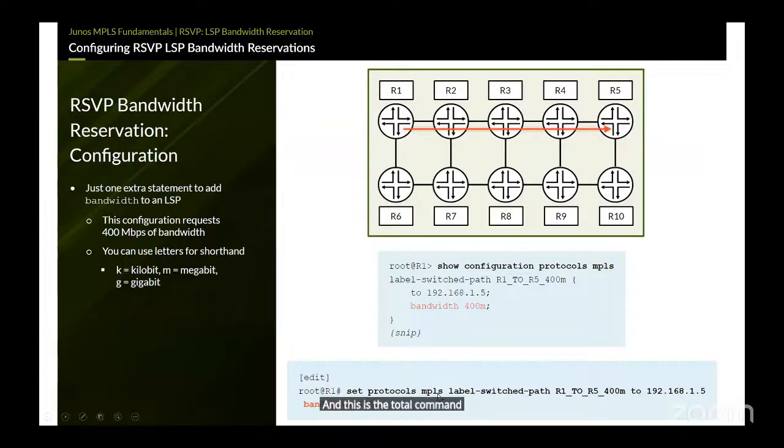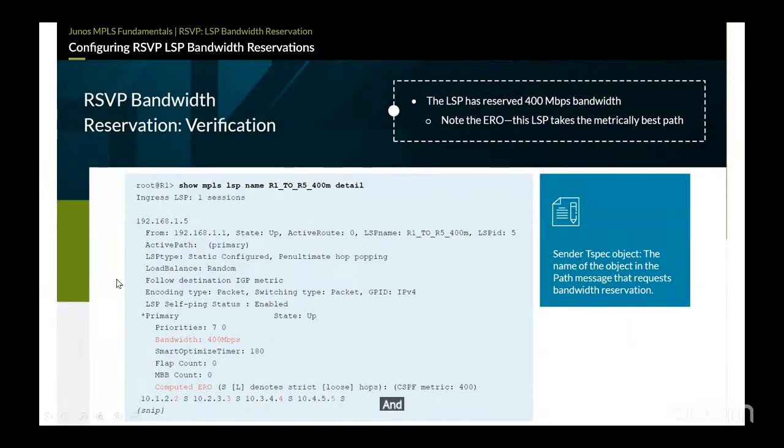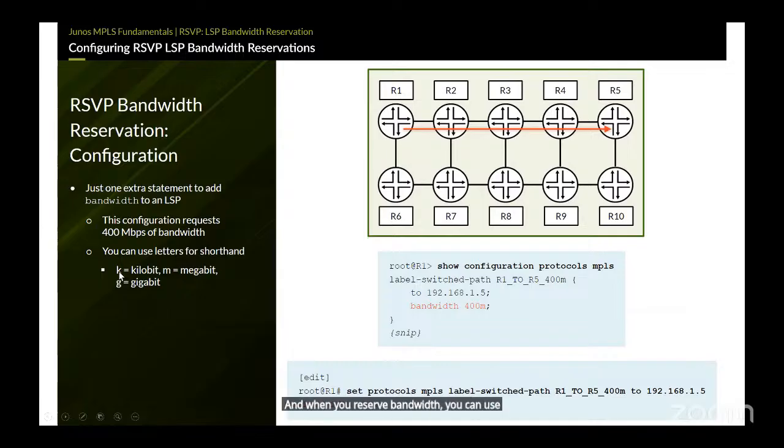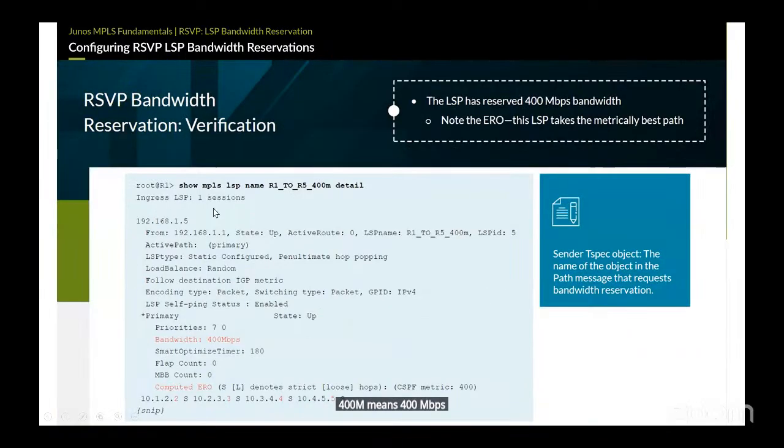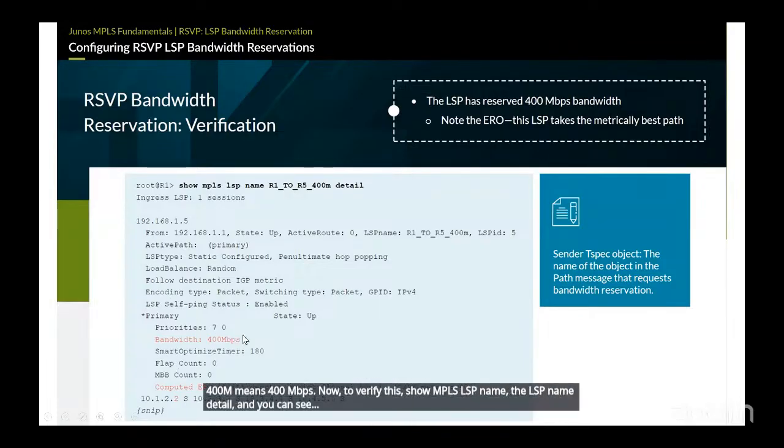And this is the total command: set protocols mpls label-switched-path name, then the destination or egress router, and last is the reservation bandwidth. When you reserve bandwidth, you can use K for kilobit, M for megabit, G for gigabit. So 400 M means 400 Mbps. How to verify this? Show mpls lsp name, the LSP name detail, and you can see the reservation bandwidth here.